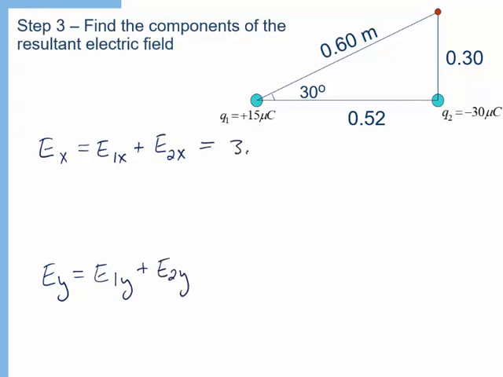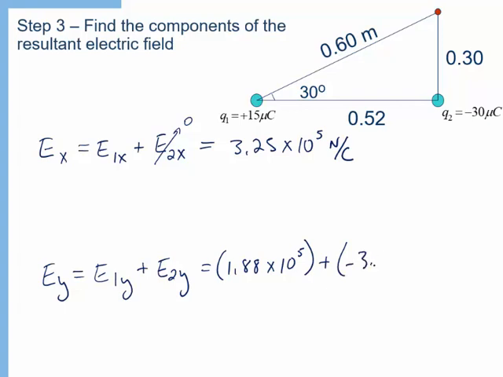So what you get here is 3.25 times 10 to the fifth newtons per coulomb. And of course there we didn't have to do any addition because E2x was 0. For the other one, we have 1.88 times 10 to the fifth, and then we're adding negative 3 times 10 to the sixth. And so what we get there is negative 2.82 times 10 to the sixth newtons per coulomb.